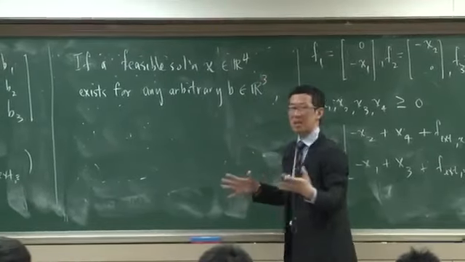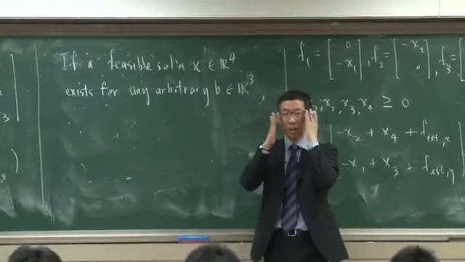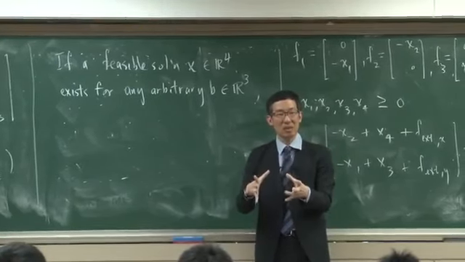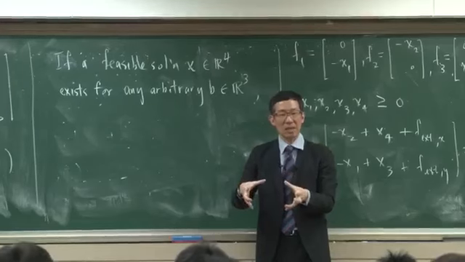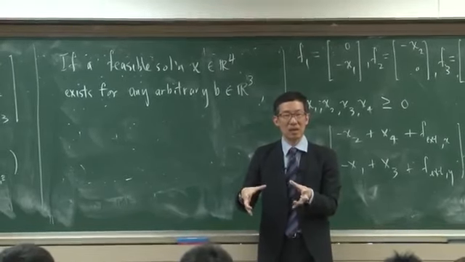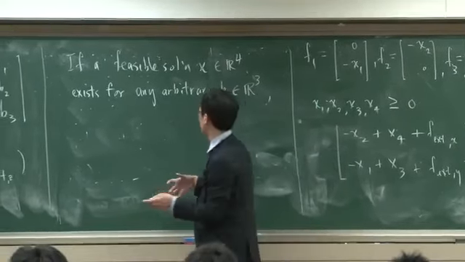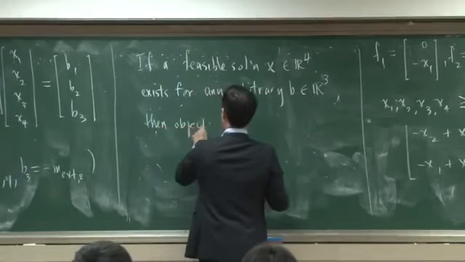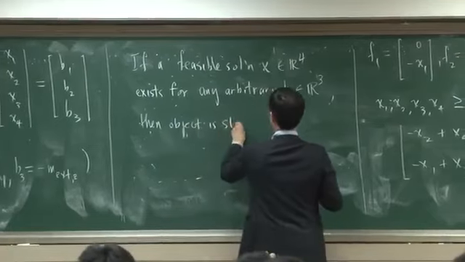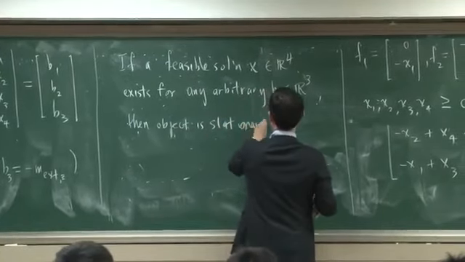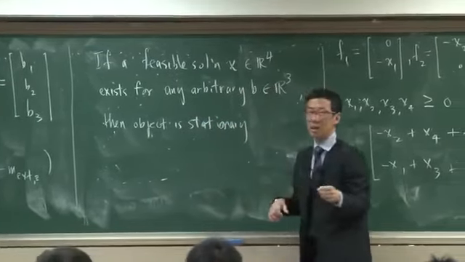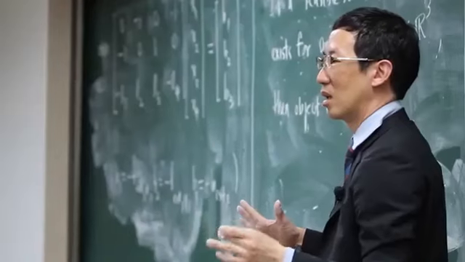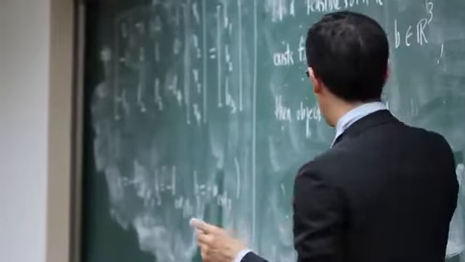Okay? Then what does it mean? That means that we can resist any external force and any external moment. So the object is stationary. Or more precisely, it's in form closure. We have form closure.